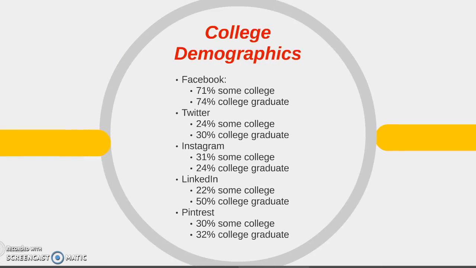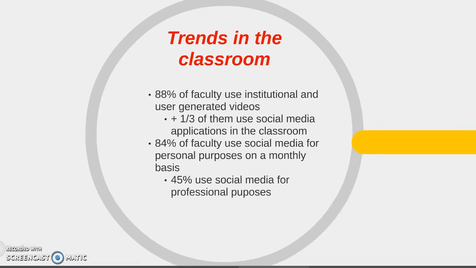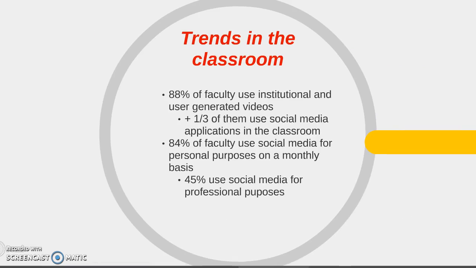This is just the breakdown of college demographics, and you can see that the most popular website that college adults seem to be in is Facebook. And these are just some trends in the classroom: 88% of faculty use institutional or user-generated videos, and 84% of faculty use social media for personal purposes, while 45% use social media for professional purposes. So we can see that social media is becoming a trend in higher education.